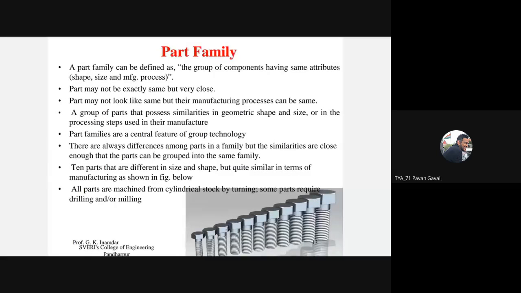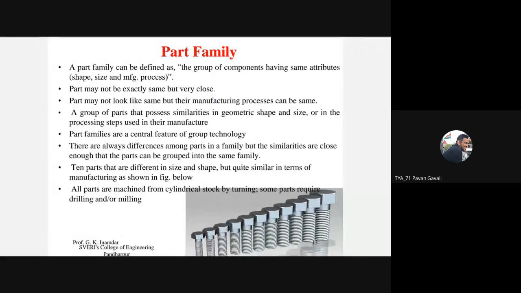The nut and bolt system is shown. What is the difference between the first bolt and the last bolt? The dimensions: the diameter, the height, and the threads may vary, but all these nuts are in the same part family. Why? Because the manufacturing process of these nuts and bolts is the same. The shape is also the same, only the dimension is not one.